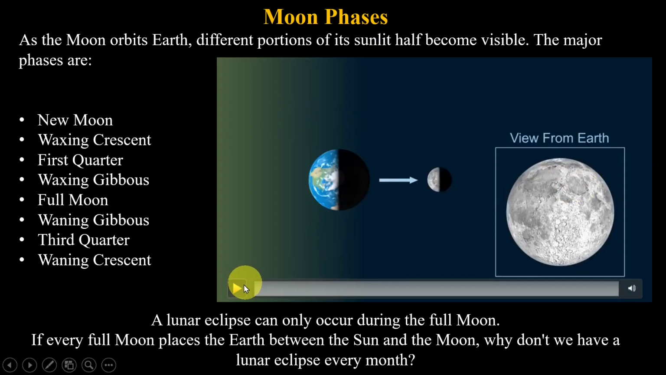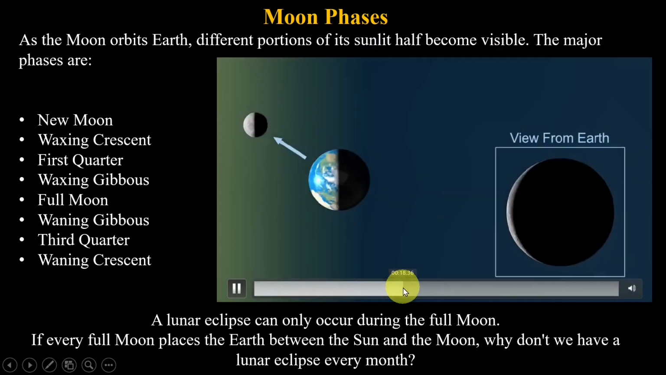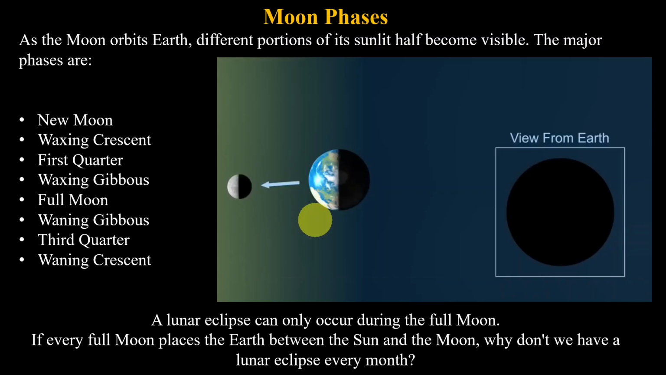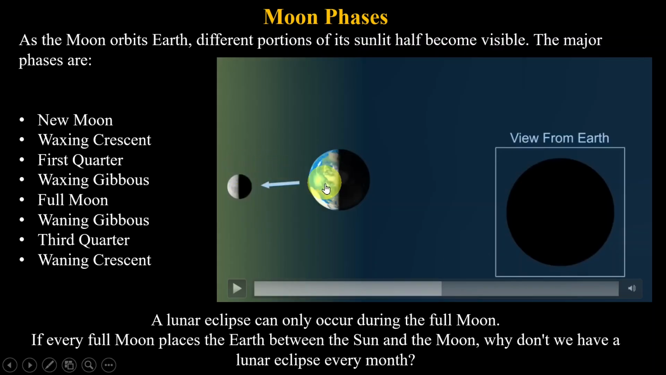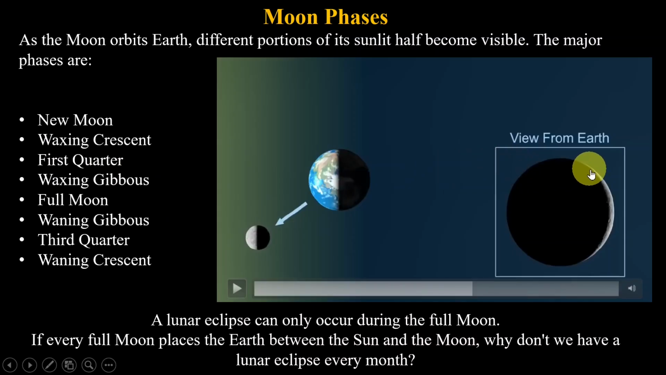Let me move forward. I want it to start from the new moon. This is the new moon. During the new moon, you don't get to see the moon. But as it continues to orbit, we begin to see the waxing crescent. Sorry, I made a mistake. Waxing crescent, we begin to see it. This is our view from Earth.